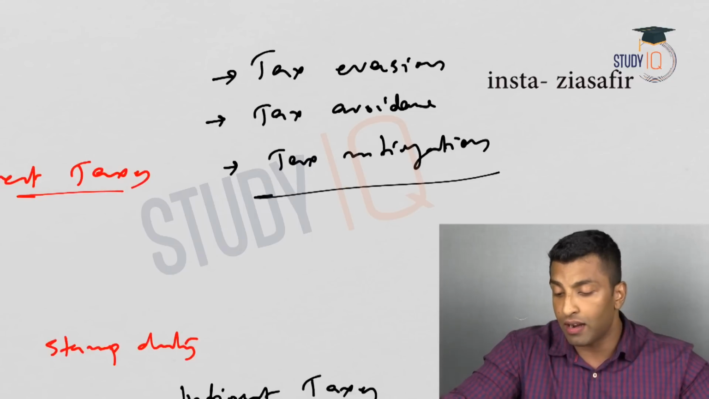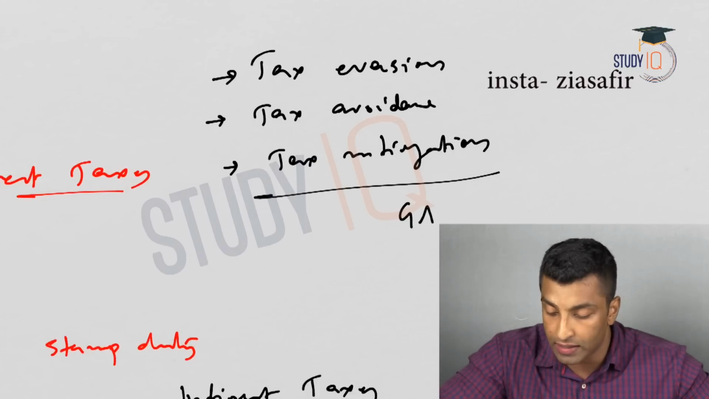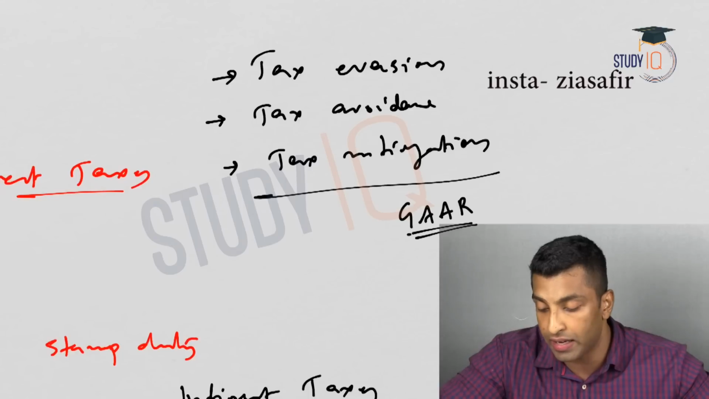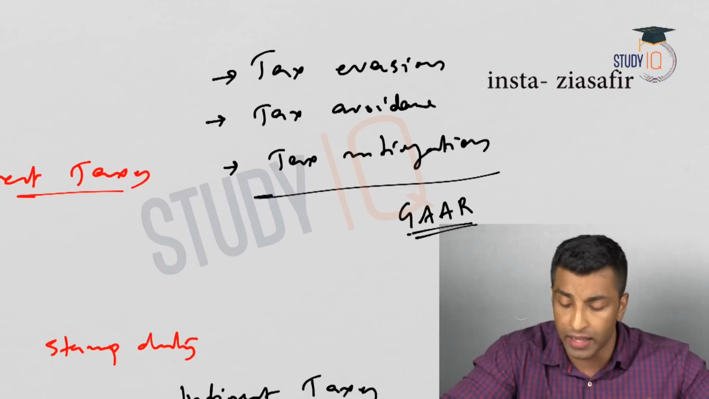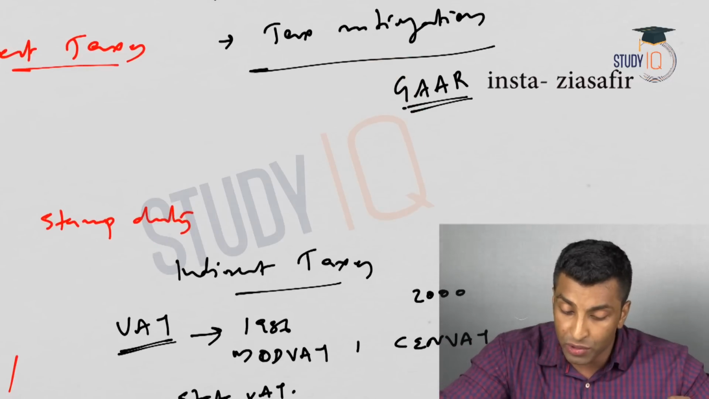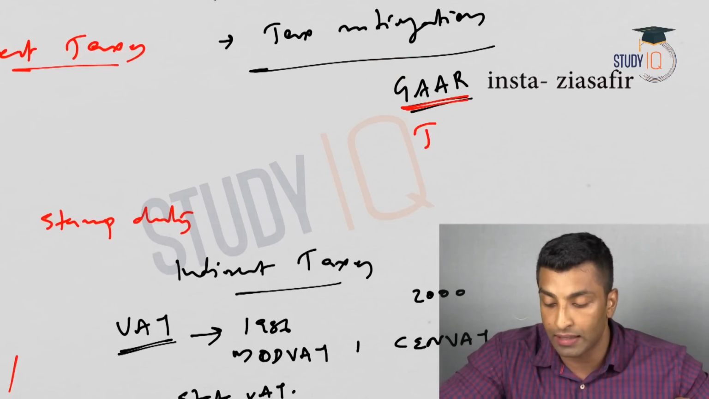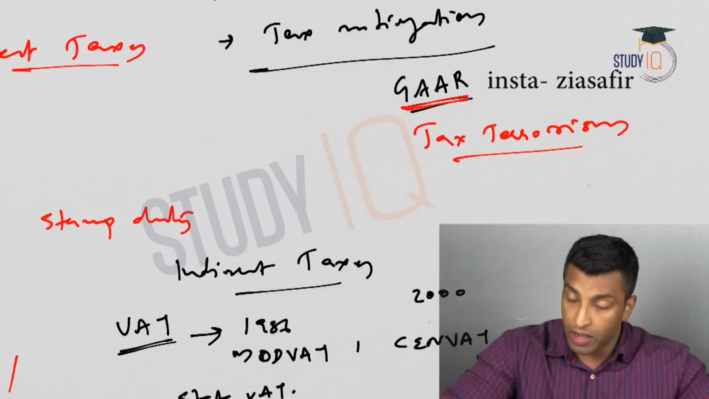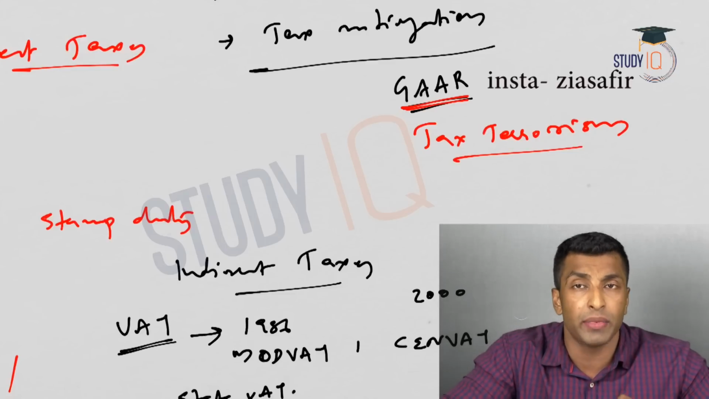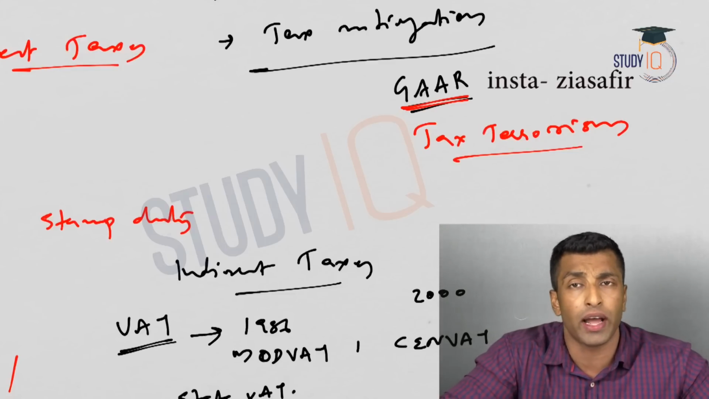Okay, and then connected to this, we have actually discussed GAR, the General Anti-Avoidance Rule. We have also discussed SAR, some specific anti-avoidance rule, and one of the most important concepts related to GAR, that is tax terrorism, that also we have covered. Committee on GAR, we have discussed the recommendations, and why it was postponed.